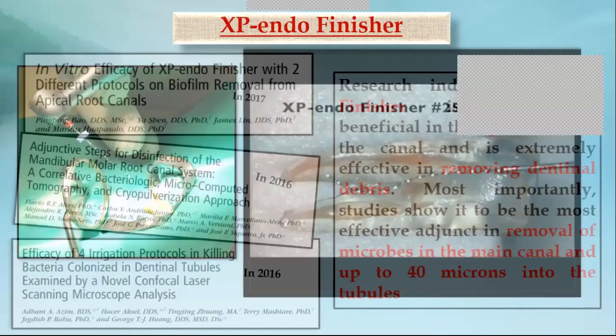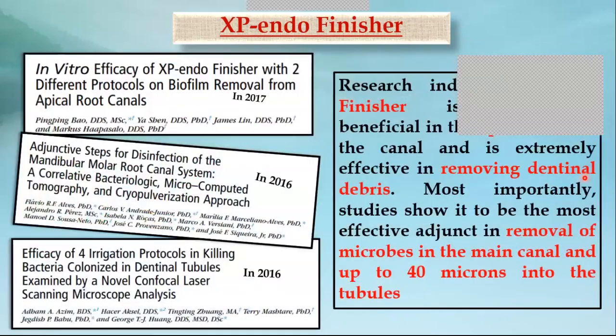Research indicates that the XP-endo Finisher is particularly beneficial in the ecosystem of the root canal and is highly effective in removing the debris and smear layer from the root canal, and in the eradication of bacteria from the main canal and up to 40 microns inside the root canal. See how much depth of penetration and effect of the XP-endo Finisher?